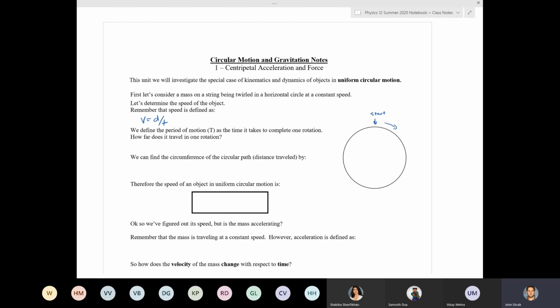And then how far does it travel in one rotation? Well, if it completes one whole circle, then it does the whole circumference. So how far does it travel? It travels a circumference. And the circumference of the circular path is going to be 2 pi r. And so if you apply this to the formula for speed, v equals the distance it travels, which is 2 pi r, in a period of time, T. So that's our first formula for speed.